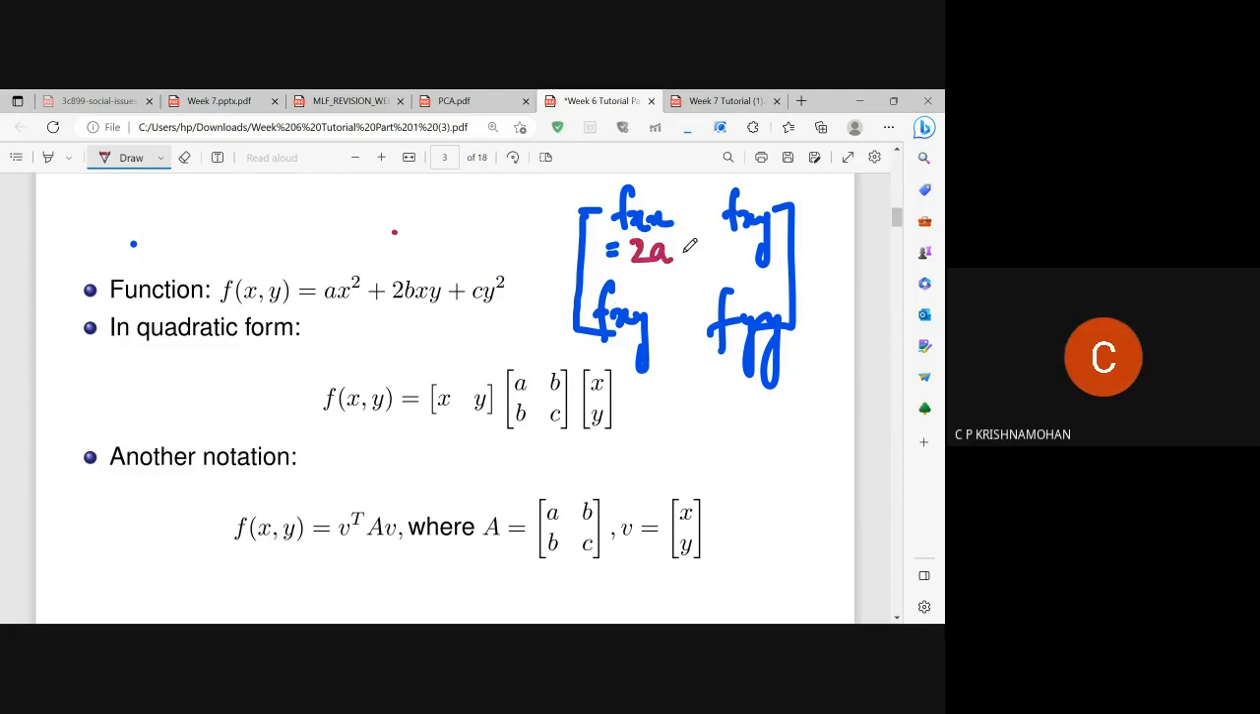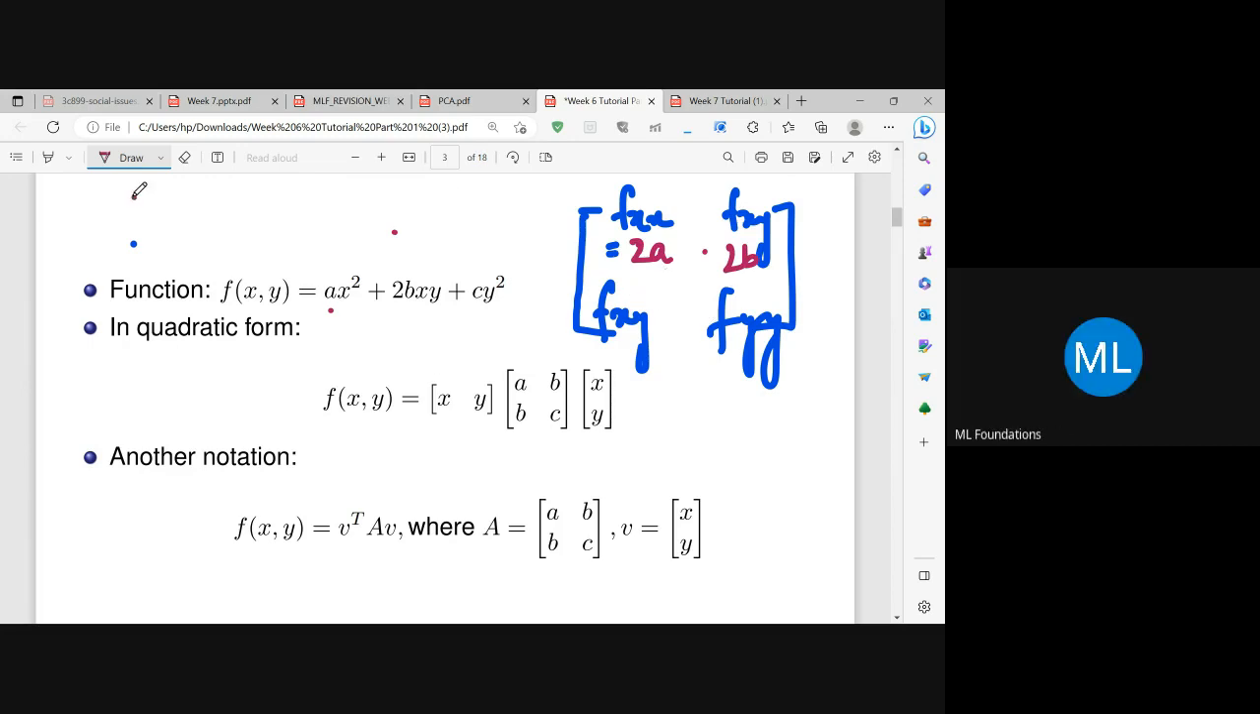Depending on the function. I'm just talking about this function. You'll be getting 2a right here, and you'll be getting 2b here, and this is symmetric. Every time you'll be getting a symmetric matrix.